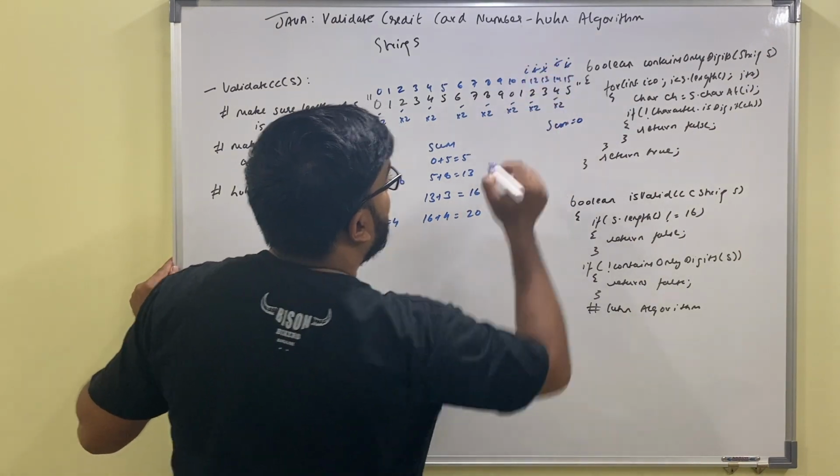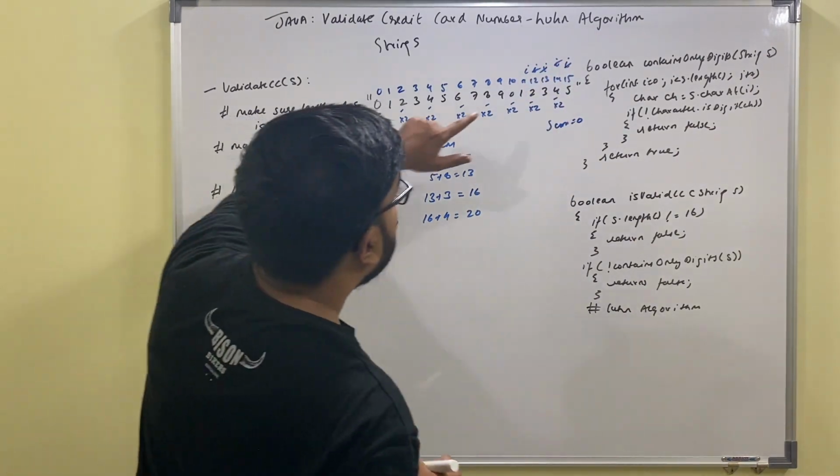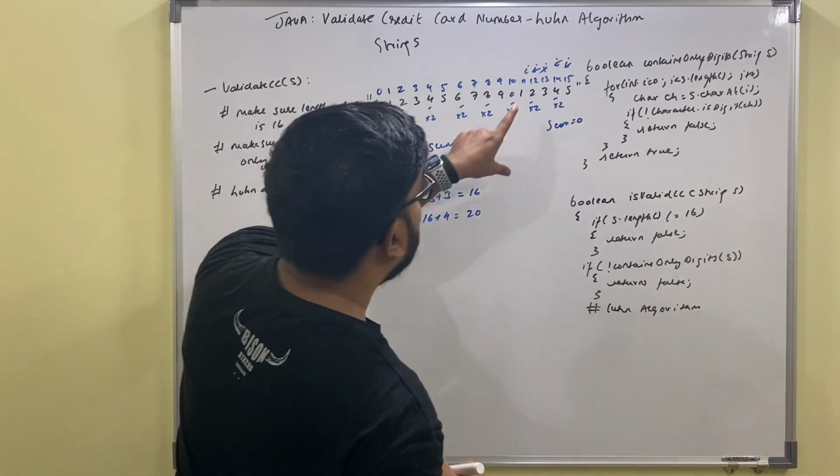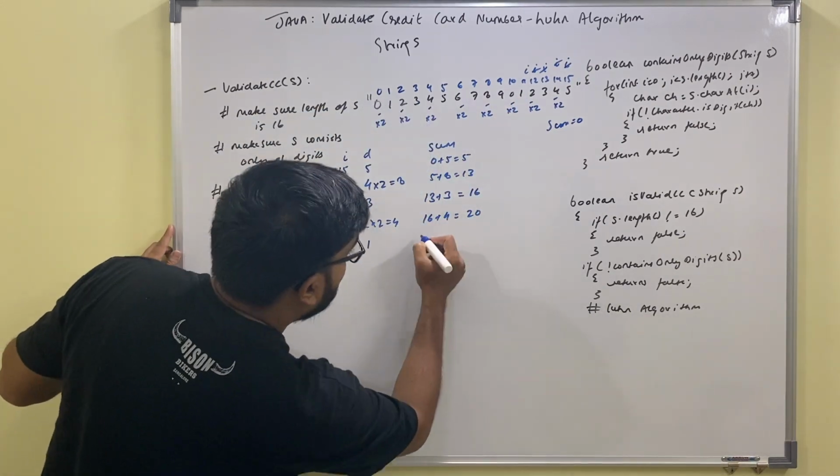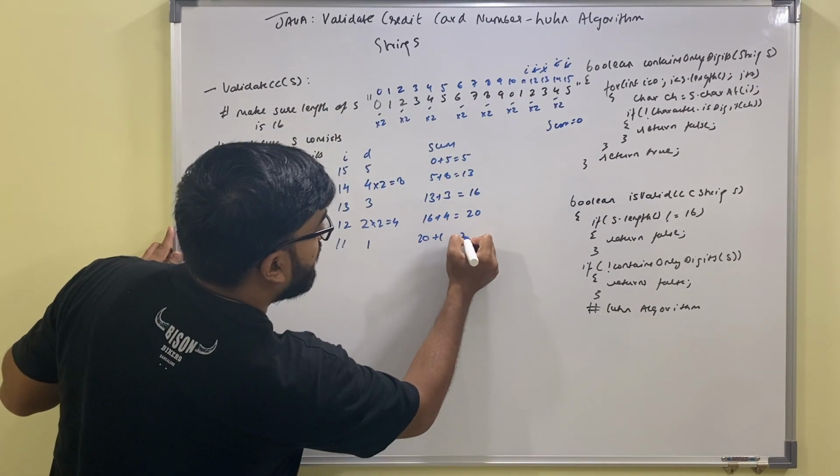I reduce i, and I become 11. The digit here is 1. I don't need to double this one, I add it as it is. 20 plus 1, I get 21.